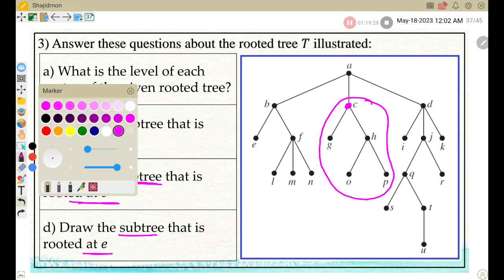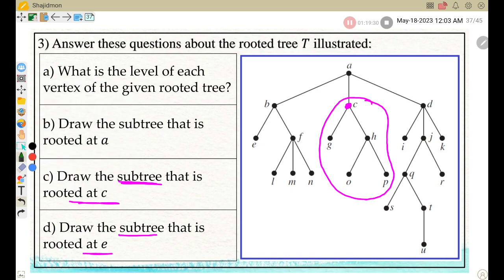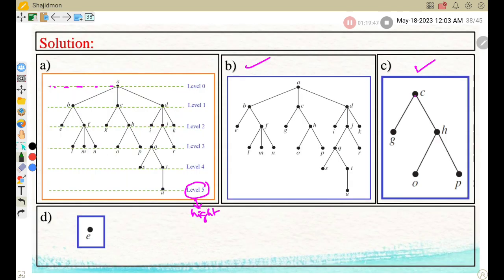So you can check the graph now. What is the subtree rooted at E? Where is E? E is here. Anything there, only that vertex, only E, is the subtree rooted at E vertex. So we can draw the graph with only E like this.